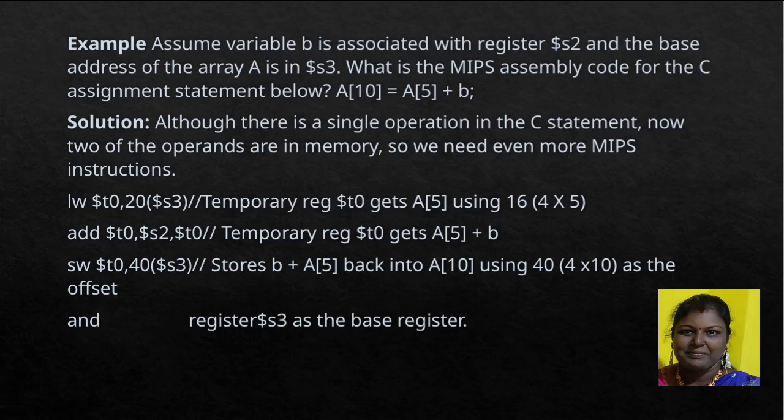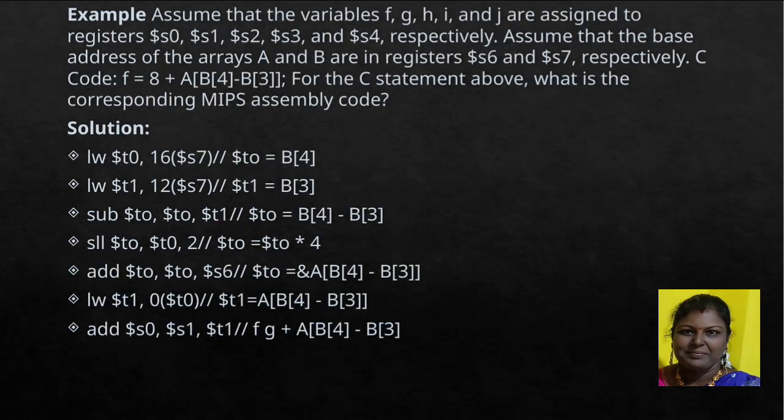Let's break down how to translate this C statement into MIPS assembly. We start by loading the values B4 and B3 into temporary registers. Then, we subtract B3 from B4. Next, we multiply the result by 4 since each integer is 4 bytes to get the correct byte offset. We add this offset to the base address of array A to find the exact element we need. Finally, we load that element and add it to G, storing the result in F.